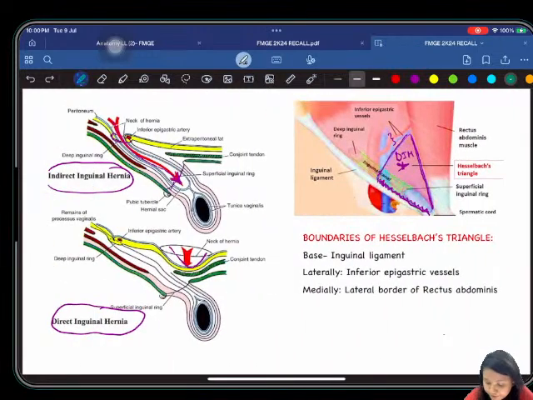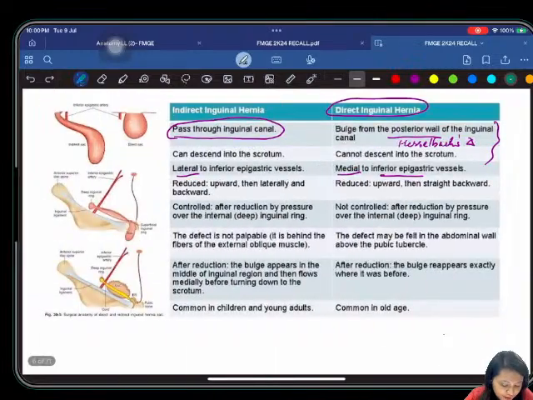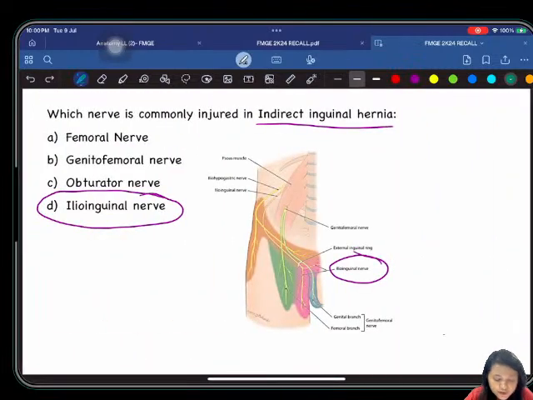And this I want to rectify. If somebody has the other option, indirect inguinal hernia, the nerve involved, I have written ilioinguinal nerve. If they have not given ilioinguinal nerve, you can mention the other option that was given.